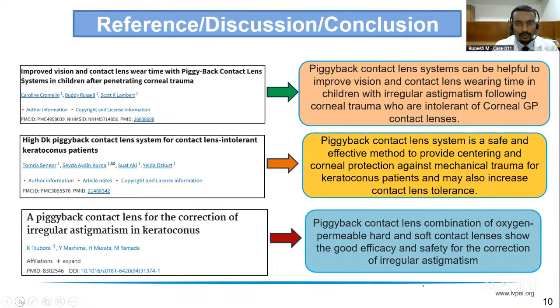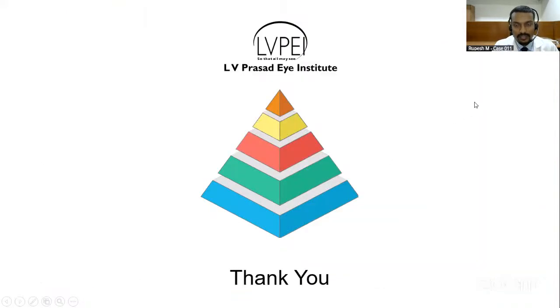To conclude this case, there is some literature which suggests that the piggyback contact lens system can be helpful in terms of vision as well as comfort, and also for patients who are intolerant to corneal GP lenses. In these, we are putting a combination of two lenses, so make sure they are high oxygen permeability lenses that will give you more comfort as well as improved visual acuity, and the patient should be comfortable. Thank you so much, and I am open to any questions.